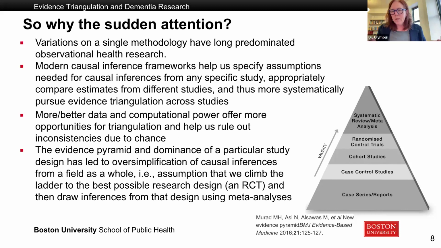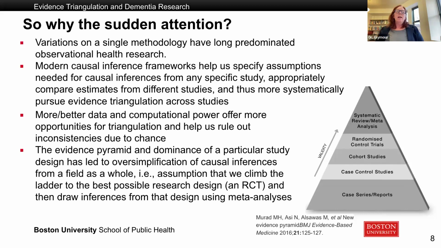take-homes from modern causal inference frameworks is we can be very specific about the assumptions we need to identify the effects we're interested in. So by laying out what those assumptions are, it helps us say, oh, that assumption is very questionable in this study design. Can we find another study design where it's better addressed? I think more and better data and computational power offer more opportunities for us to rule out inconsistencies that might be due to chance.